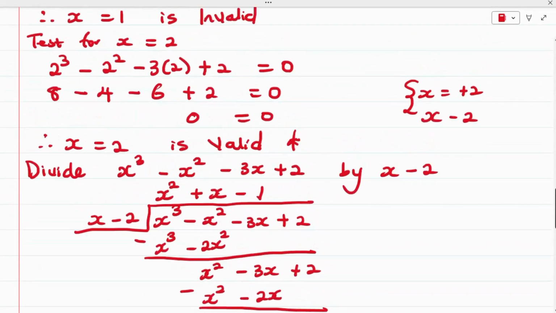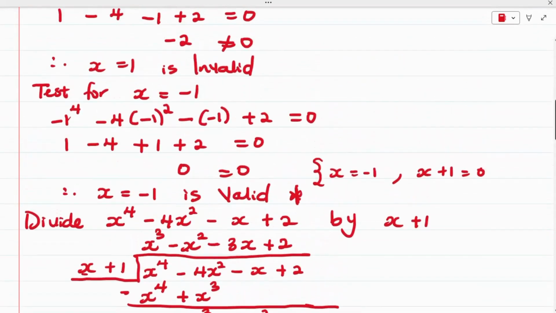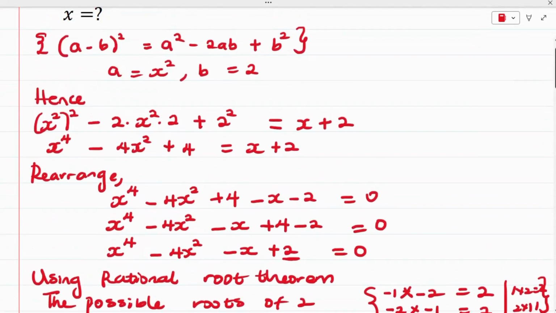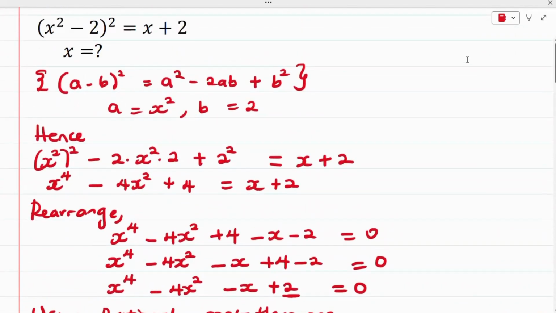So guys, this is how you can solve this nice maths Olympiad problem, and we have been able to find all the values of x. So with this guys, I'm going to see you in the next video.